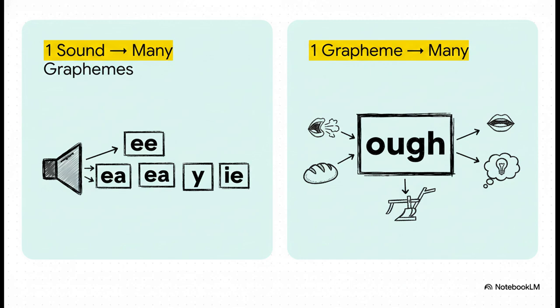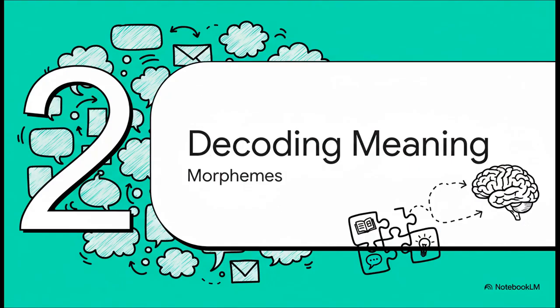And really, it's a two-way street of complexity. On one side, you have one sound like E that can be written in a whole bunch of ways. But on the other side, you can have one group of letters, like the infamous OUGH, that can make a ton of different sounds. This is exactly what makes our language so rich, and what makes spelling, let's just say, it builds character.